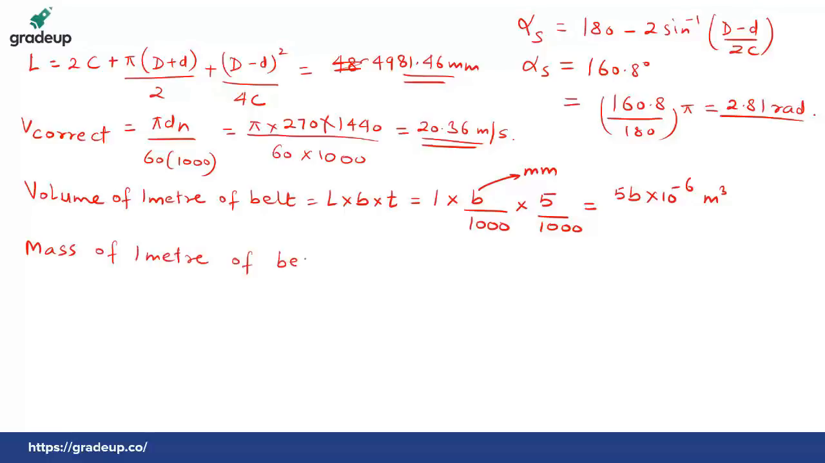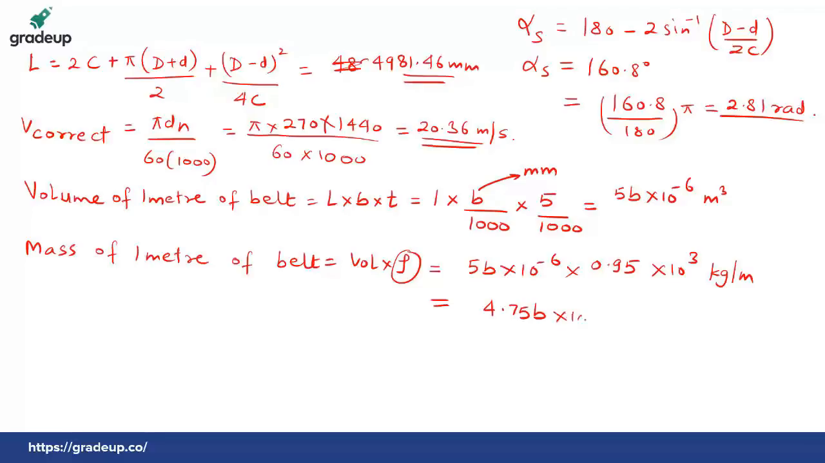Mass of 1 meter of belt will be simply volume multiplied by density. So volume is 5b into 10 to the power minus 6. Now considering the value of rho in kg per meter cube, that is 9.95 multiplied by 1000. This will come as kg per meter, and it comes out to be 4.75 b into 10 to the power minus 3 kg per meter. This is the mass of 1 meter of belt.